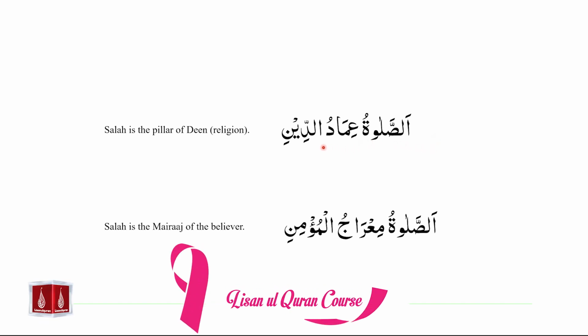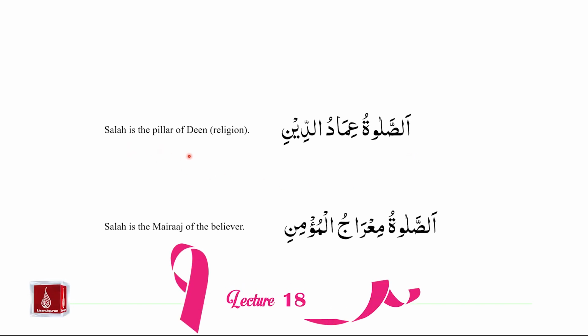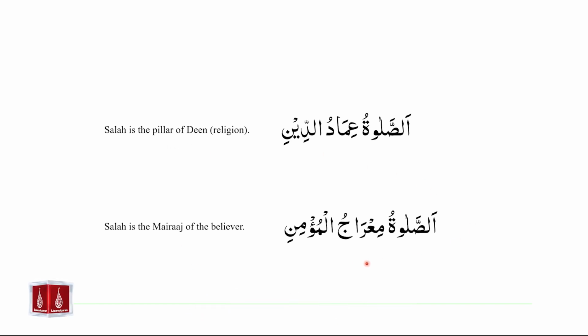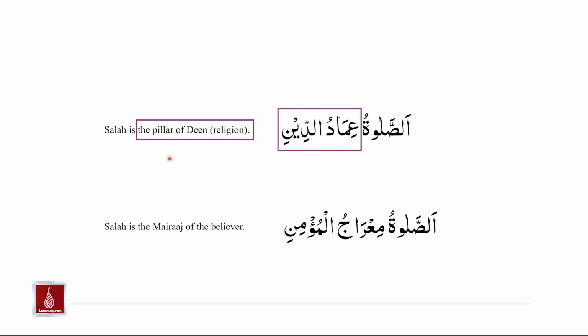As-salatu imaduddini and As-salatu mi'rajul mu'mini. The first statement can be translated to Salah is the pillar of deen, or Salah is the pillar of religion. And the second statement can be translated to Salah is the mi'raj of the believer. Let us focus on Imadud Dini, which can be translated to the pillar of deen or the pillar of religion.